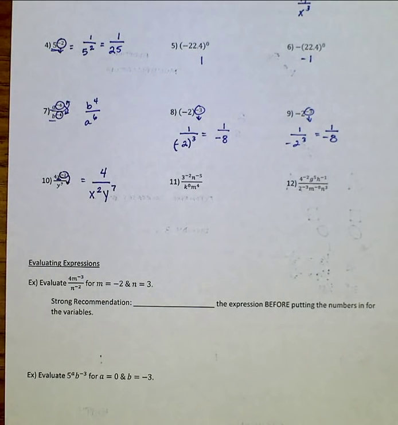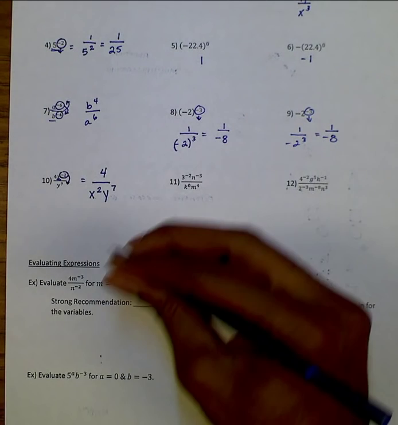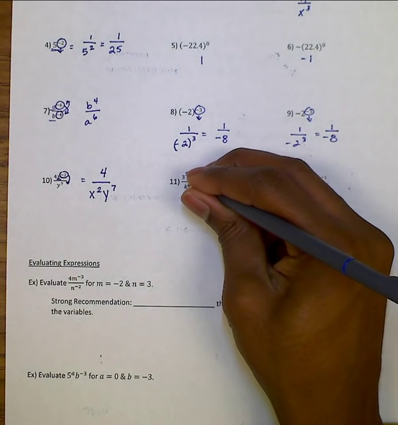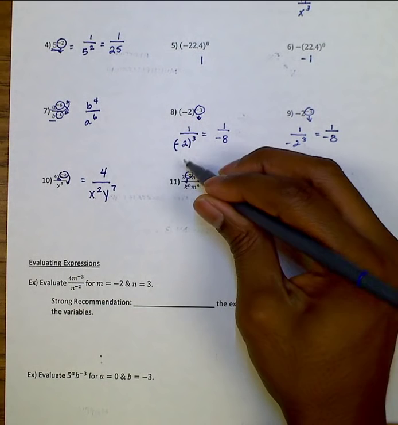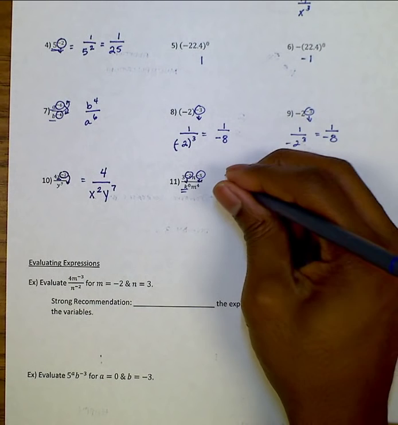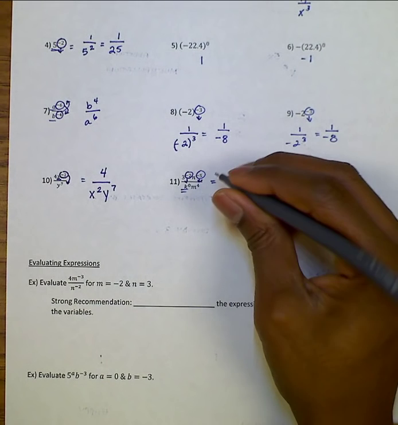Keep it in the denominator. Okay, number 11. If we look, we have negative exponents. It needs to move. It needs to move. Okay. We also have a 0. Okay. Remember, anything to the 0 power is just 1.